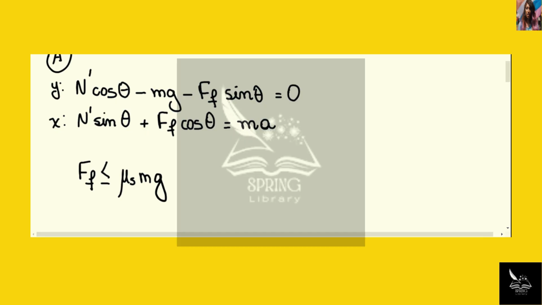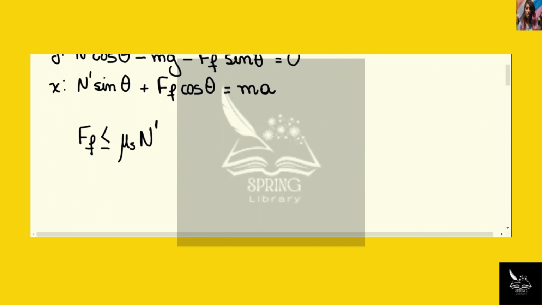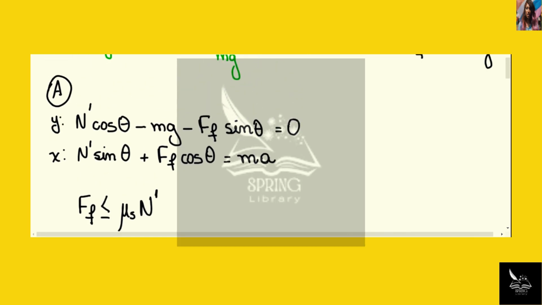Mg is, this shouldn't be mg, because in general this is not a normal force. The frictional force must be smaller or equal to mu s times the normal force. In this case, n prime, this is the normal force that B exerts on A or A exerts on B. So this is the maximum value of the frictional force.